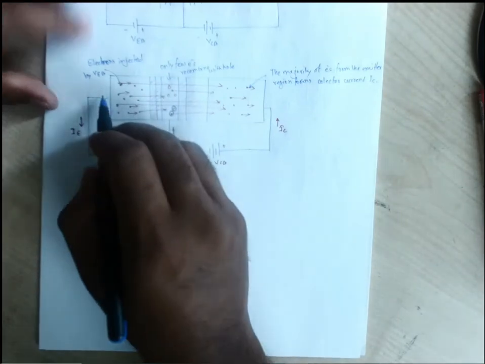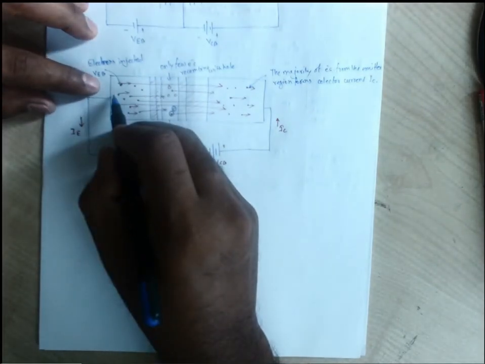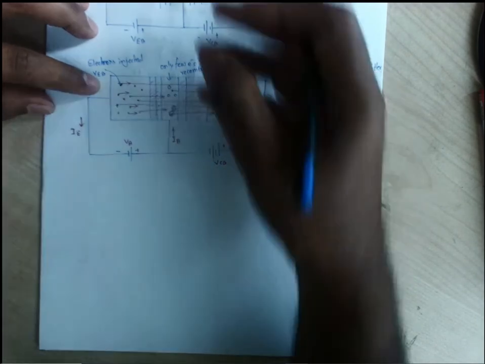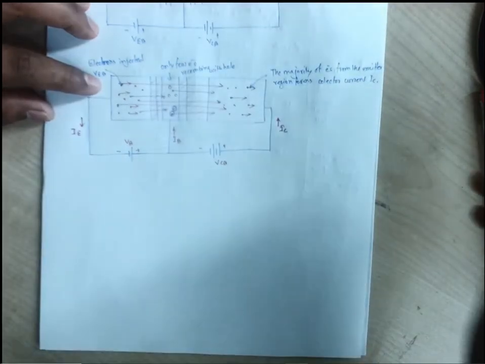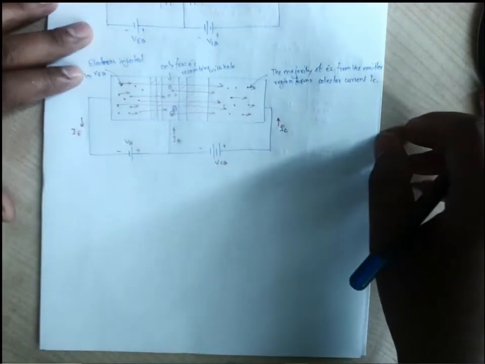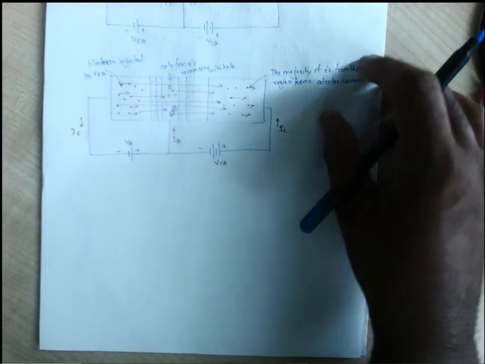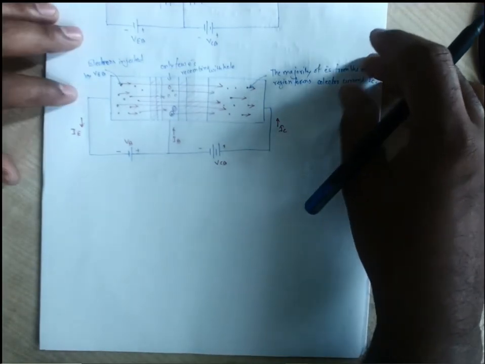So as electrons are injected into the emitter, in this region electrons are taken away from the collector. In this way, a continuous flow of current exists. So it is about the charge carrier movement.